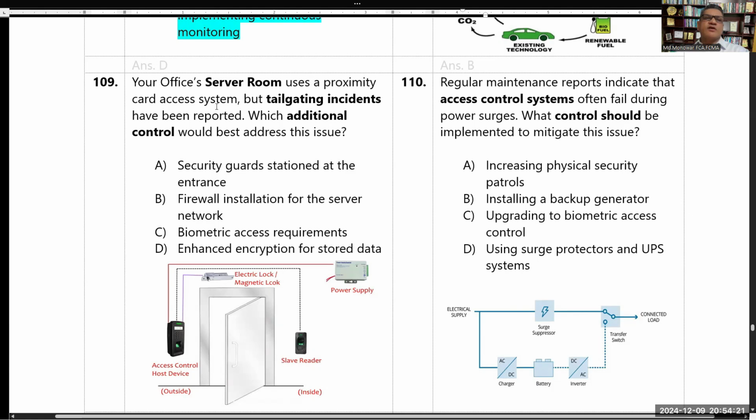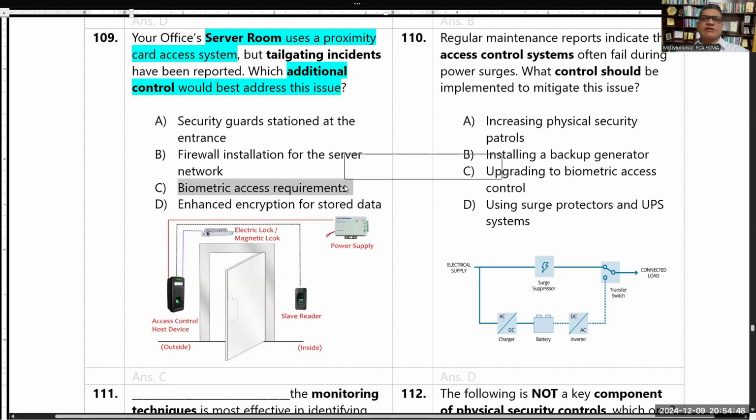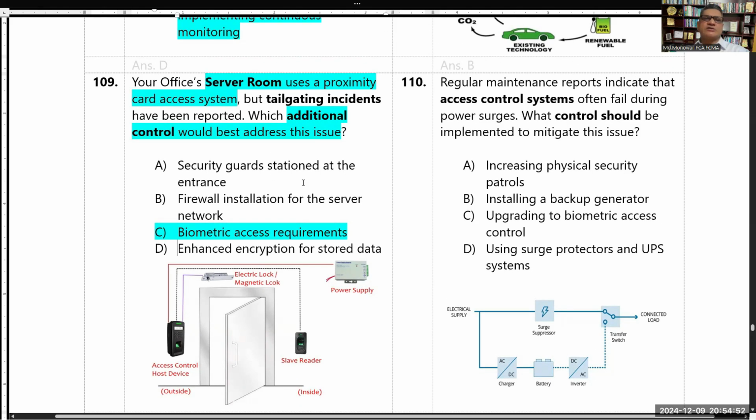Answer B. Your office's server room uses a proximity card access system, but tailgating incidents have been reported. Which additional control would best address this issue? So here, biometric access requirement is the additional control that best addresses this issue.